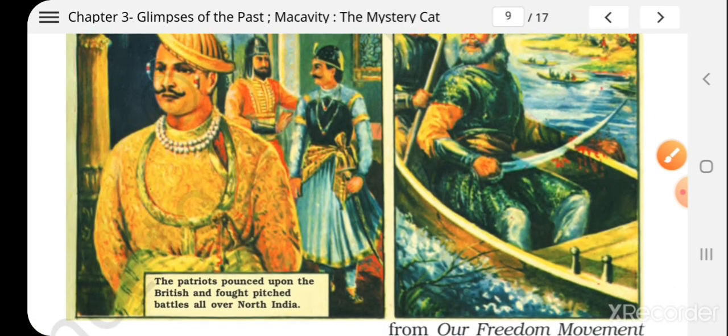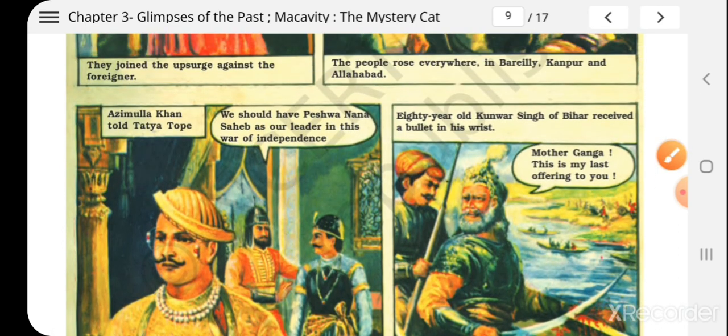And the patriots pounced upon the British and fought pitched battles all over North India. ये मेनली North India में ही रहा है ये जो rebellion था. So here you can see that 80-year-old Kunwar Singh of Bihar, ये बिहार से थे कुंवर सिंह, 80 years old, received a bullet in his wrist. ओके, उनकी wrist में एक bullet लगी थी. And then he said that Mother Ganga, this is my last offering to you, ये मेरी last आहुति है आपको.